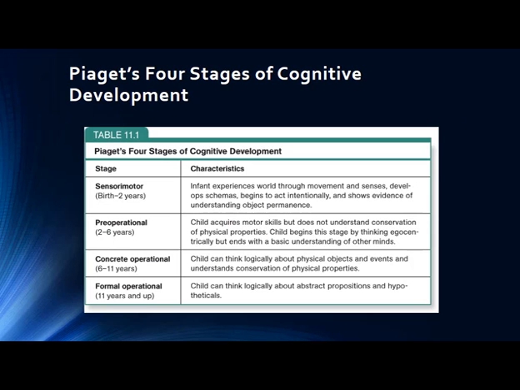It begins this stage by thinking very egocentrically, that is, the world revolves around them, and they don't understand other people's thoughts or feelings, but ends with a basic understanding of others' minds, and we'll talk more about this development of theory of mind in just a second. We get into concrete operational. It can start to think logically about physical objects and events, understands conservation of physical properties, and then finally we get abstract propositions and hypothetical situations, and kids can start thinking in those ways.